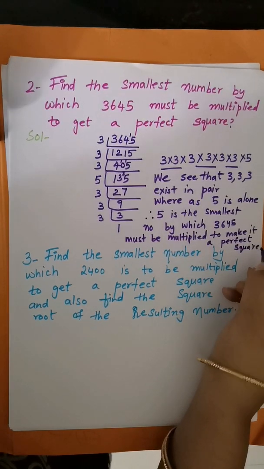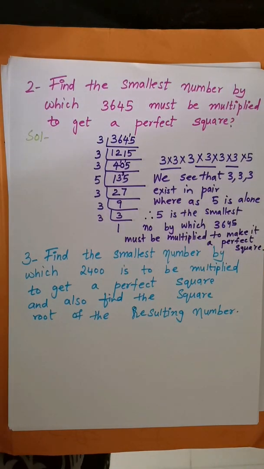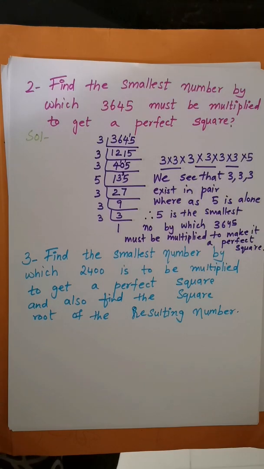Okay, there can be one number alone, two numbers alone, three numbers alone. Whichever numbers do not exist in pairs, those numbers are the numbers which must be multiplied to make it a perfect square. So all these sums are based on this concept only.